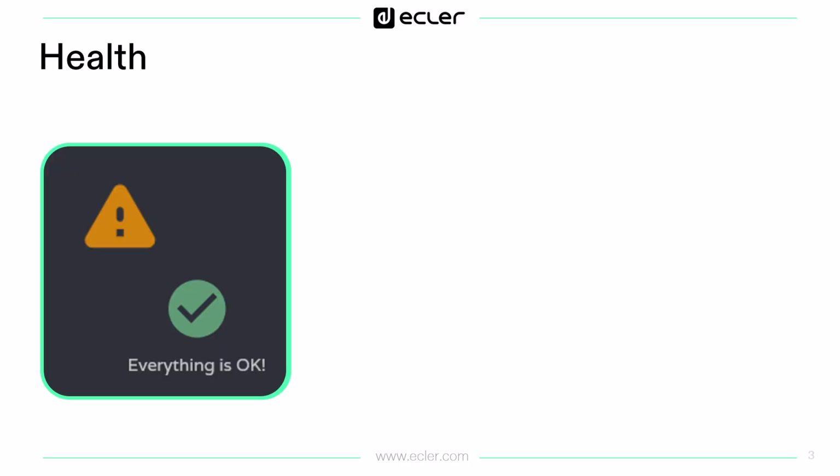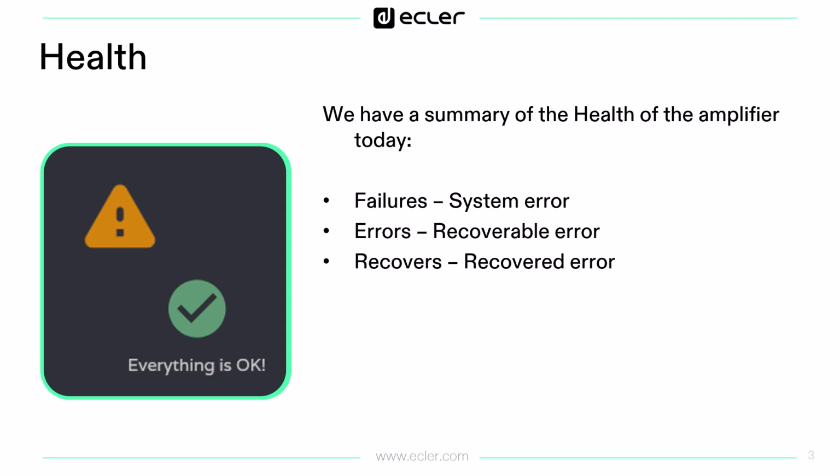In the Health tab, you will find a summary of the amplifier's health today. There are three types of possible messages. First, failures that are system errors, so they are not recoverable. Second, errors that are recoverable errors. And third, recovers. These are messages when errors are fixed.